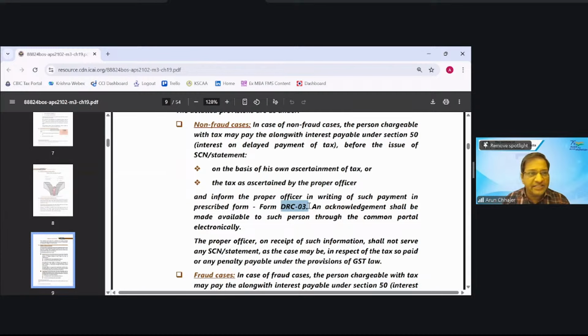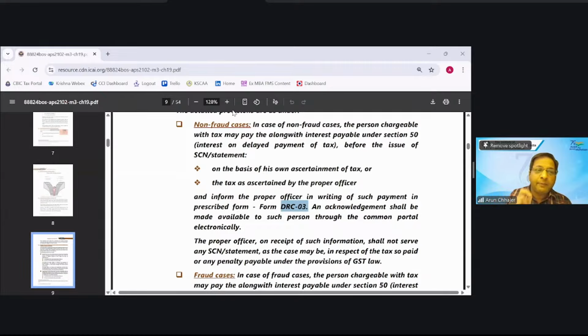कभी आपने यूज किया DRC 03? Just asking. No problem. अच्छा, संजय बोल रहे हैं, हाँ मैंने यूज किया. No problem. We'll talk about that.